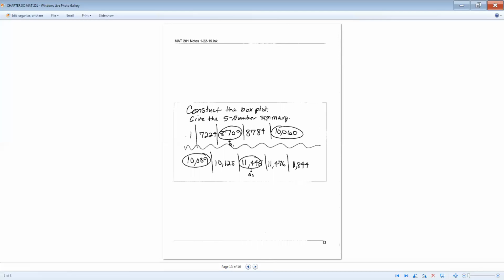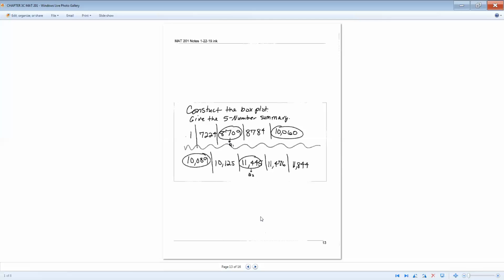So let's look at this data set, construct the box plot, and give the 5-number summary. So yeah, I did a little scribbling here. The data values are 7,224, 8,709, 8,784, 10,060, 10,089, 10,125, 11,445, 11,476, 11,844. So those are your data values in order.